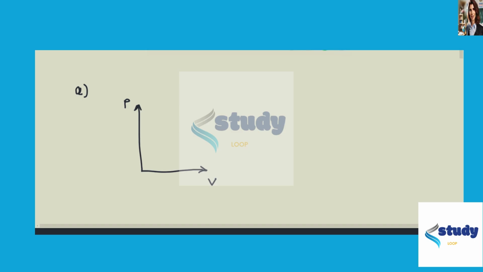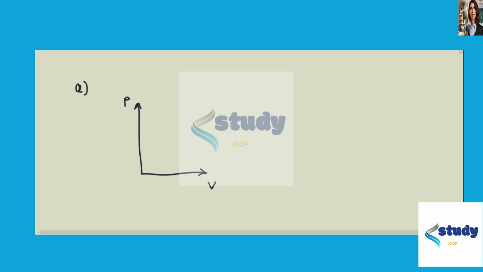So for the given monatomic gas, we have to sketch the pressure volume diagram for the given cyclic process ABC. Now, this process can be observed as a three-component process. The first component would be from A to B, the second component would be from B to C, and the third component would be from C to A backwards. This is a cyclic process, and the initial and final points of the process are the same.